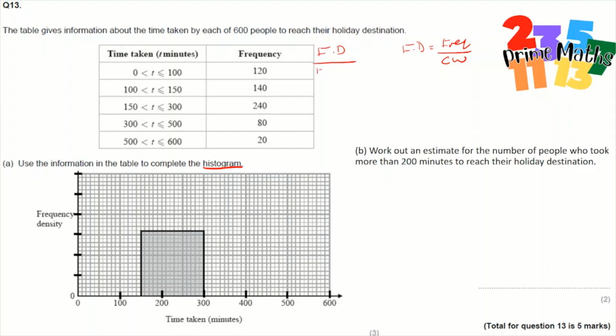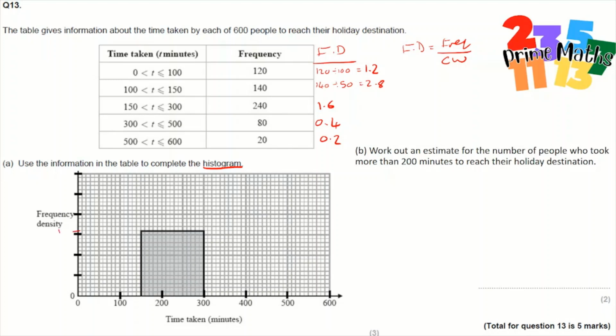So for the first one, it's 120 divided by 100, which gives us 1.2. 140 divided by 50, which gives us 2.8. And for the rest of them, we get 1.6, 0.4, and 0.2. We haven't got a scale on our frequency density on the graph, however, we do know that between 150 and 300, the height is 1.6.